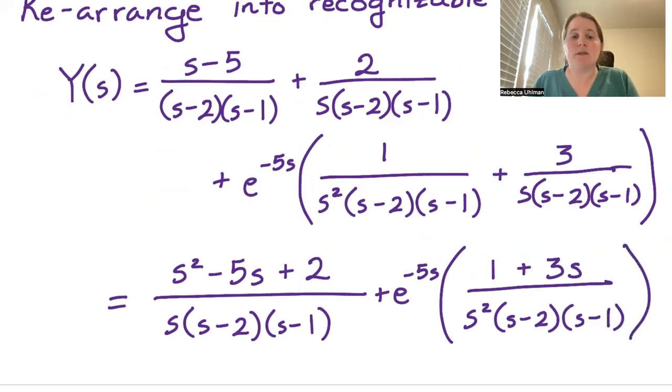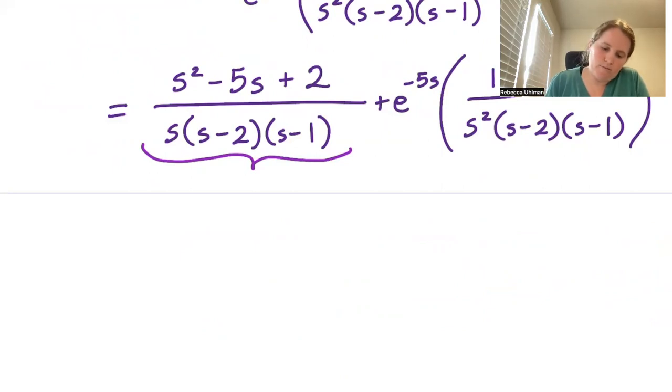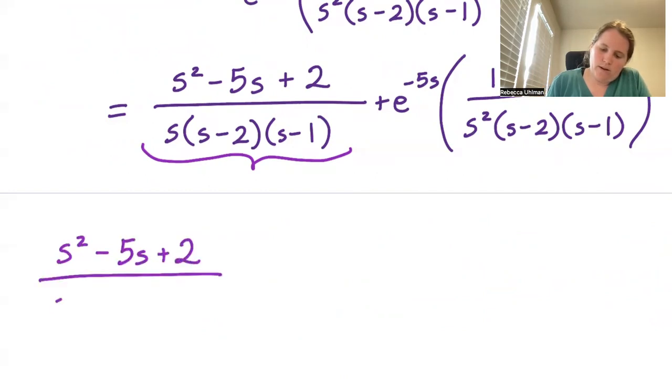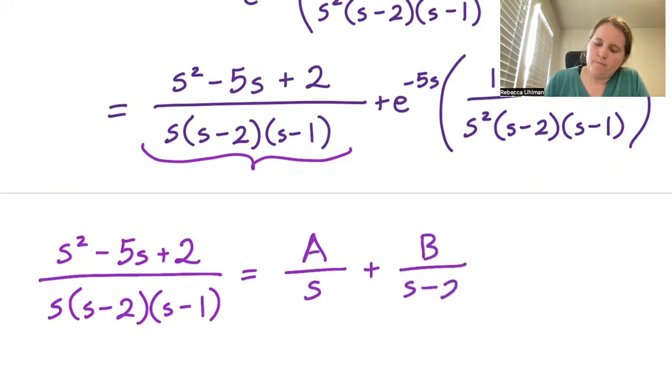Now I'm going to do two sets of partial fractions. So we'll focus on this s squared minus 5s plus 2 over s times s minus 2 times s minus 1 first. So s squared minus 5s plus 2 over s times s minus 2 times s minus 1, we can split as A over s plus B over s minus 2 plus C over s minus 1.